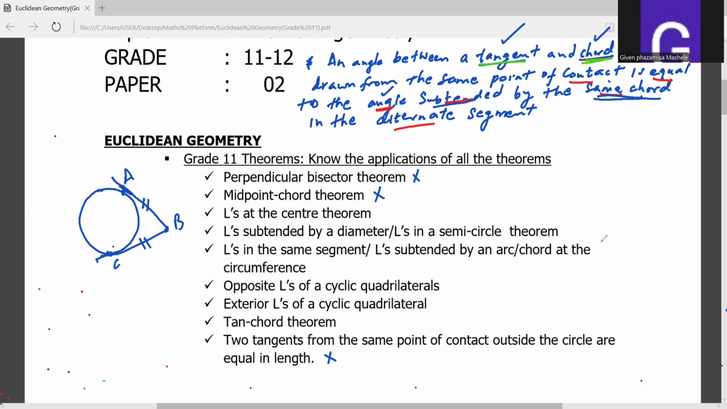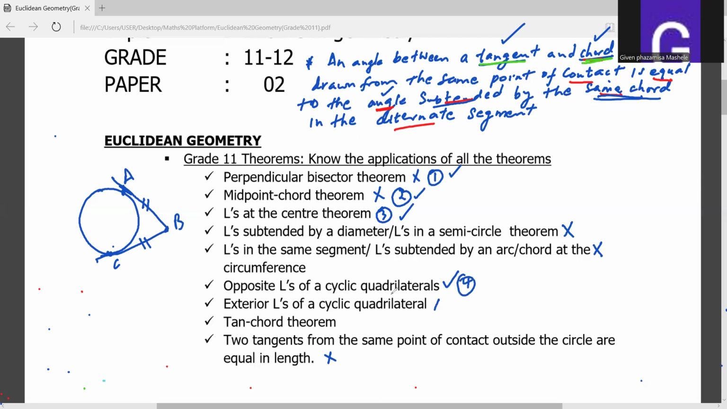Now, the question is which theorems are actually examinable as proofs? The first one is the perpendicular bisector theorem. Number one, this is examinable as a proof. So you must be able to prove theorem one using congruency. Theorem two, midpoint chord theorem, it's also examinable. Theorem three, angle at center, it's also examinable. So it means 1, 2, 3. Then this one, it's not examinable. We just use it when you're solving riders. Even angle in the same segment is not examinable. Opposite angles of a cyclic quad, this one is examinable.